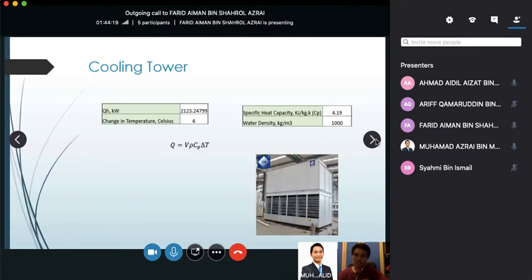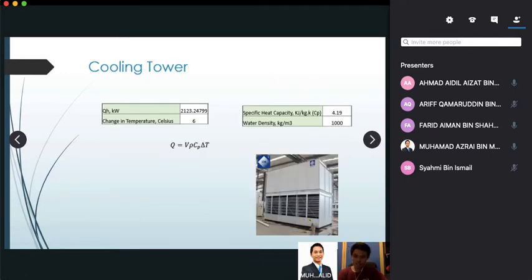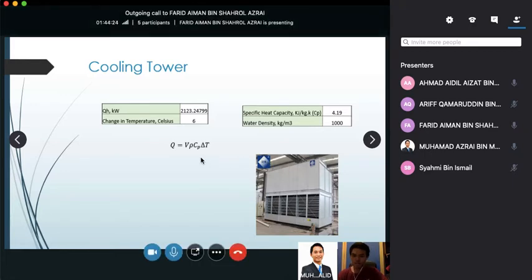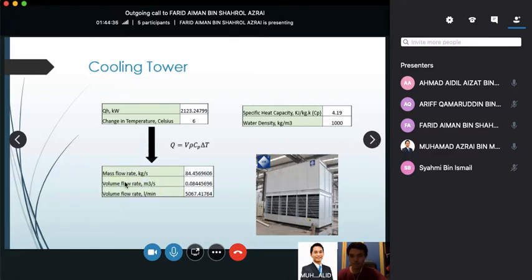Next is the cooling tower. The QH we obtained before from the previous slide, and we set the change in temperature to be 6 degrees Celsius. Then we plug all the values into the heat energy equation, and we will obtain the mass flow rate of the cooling water to be 84.46. Volume flow rate in meter cube per second is 0.084, and the volume flow rate is 5067 liter per minute.